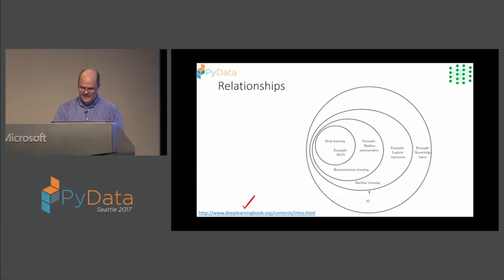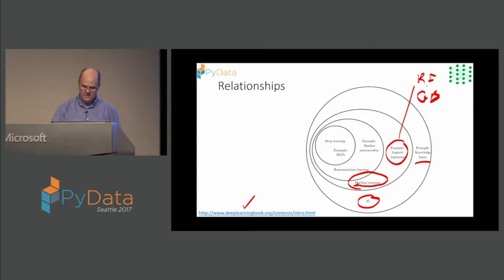So in our onion, at the outer layer, we have artificial intelligence. An example here is knowledge bases, where you might have heuristic rules, expert rules that have been encoded to make decisions for you. The layer inside of that, a subset of artificial intelligence, is machine learning. This is where we're trying to automatically build models to map inputs to outputs. An example they mention is logistic regression. Others you might think of, random forests or gradient boosting, would be super popular versions of machine learning today.